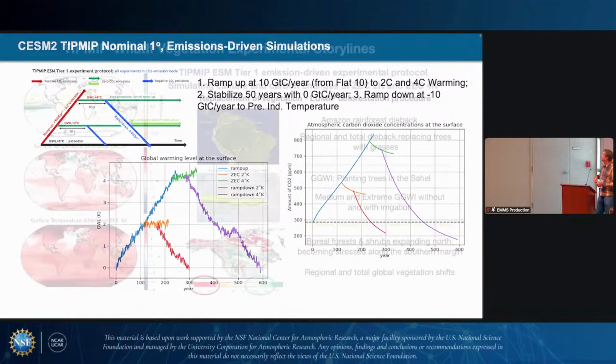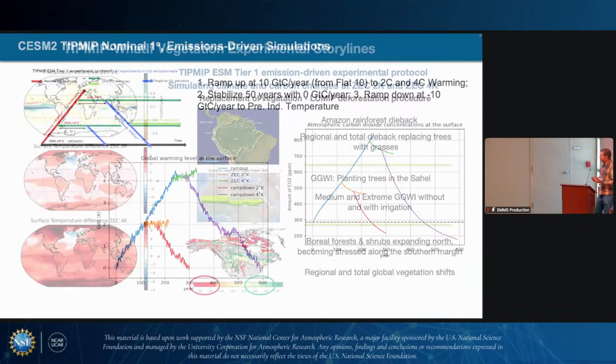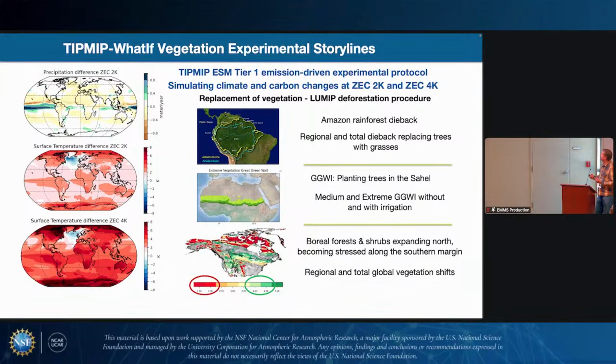Okay. Another component we identified was the vegetation experiments, looking at what would happen in this idealized situation if forest changes happened at the same time. The first one was looking at the collapse of the Amazon, so full dieback of the Amazon back to grasses. The second component was looking at the Sahel, where there's this greening, the Great Green Wall as it's called, where vegetation is deliberately planted.